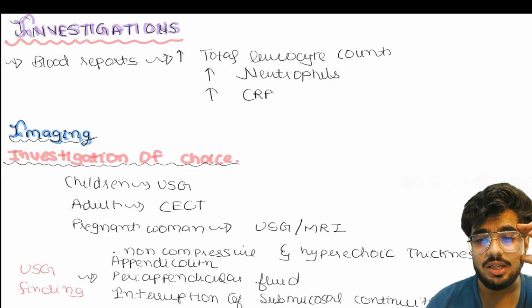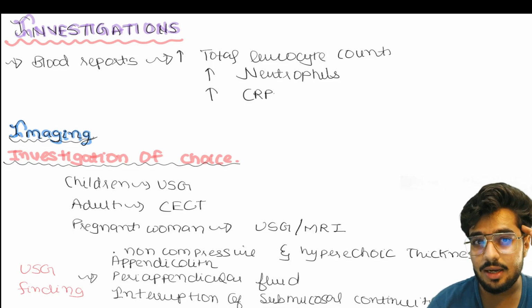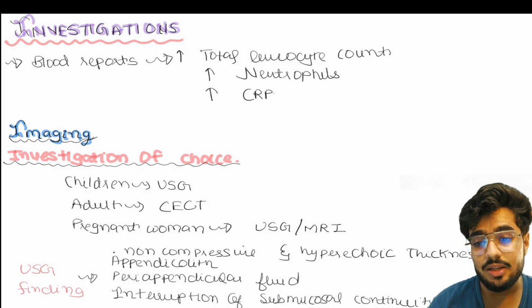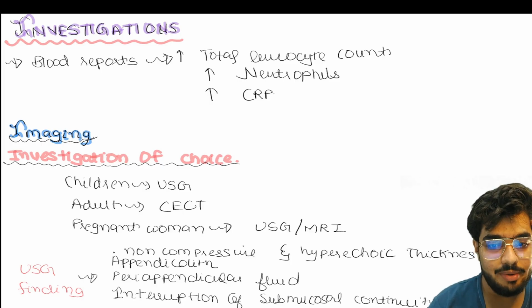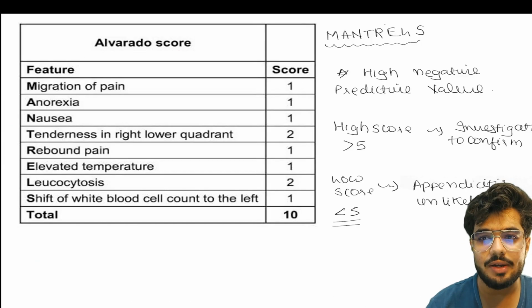What could be the USG finding in case of appendicitis? First, we can find a non-compressible and hyperechoic thickened appendix. It could be appendicolith, periappendicular fluid could be present, and interruption of the submucosal continuity. This could be the USG finding.